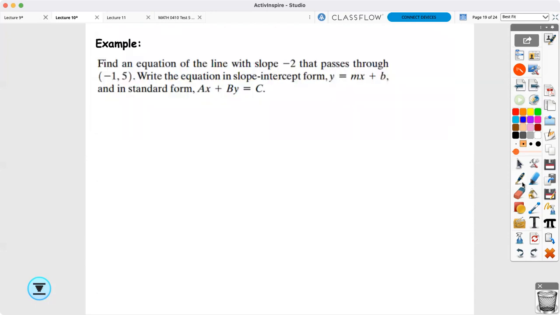All right. Example. Find an equation of the line with slope -2 that passes through -1, 5. Write the equation in slope intercept form, y equals mx plus b, and in standard form, ax plus by equals c. I'm going to give you guys about a minute, 2 minutes, because a lot of words, to set it up, and then we'll get into it, okay? Make sure you write down the words exactly the way you see it, because that's how you may see it on the assignment or the test for this chapter.